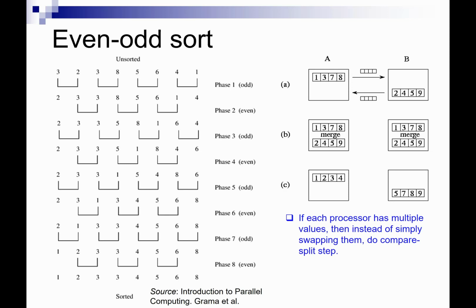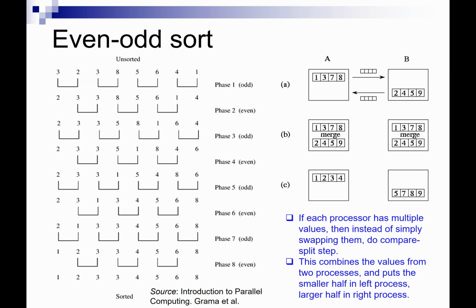This is not a very efficient sorting algorithm, but it's a highly parallel one. The reason is that in each of these phases, all you need to do is pair up these processes, and then different pairs of processes can be working in parallel. So for example, the 3-2 pair is going to work in parallel with the 3-8 pair and the 5-6 and the 4-1. So it's a highly parallel algorithm.